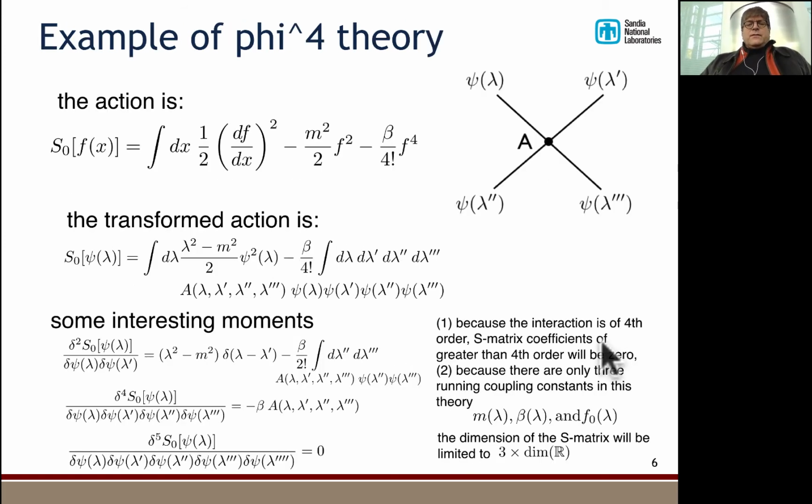An example is the phi to the 4 theory, where you can write down the specific scattering coefficients. You see it doesn't go above 4th order, so you actually have a vertex with an A of lambda 1, 2, 3, and 4 that tells you what the scattering cross sections are going from one to the other.